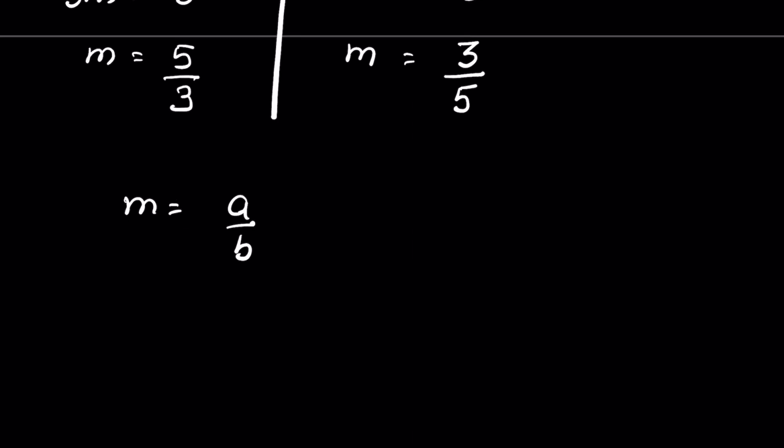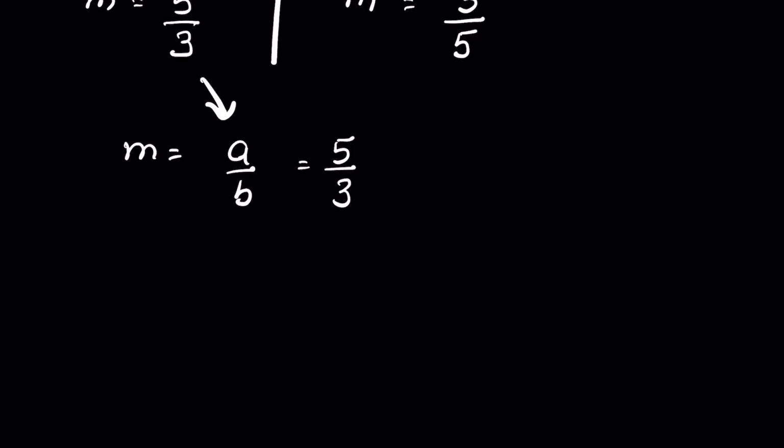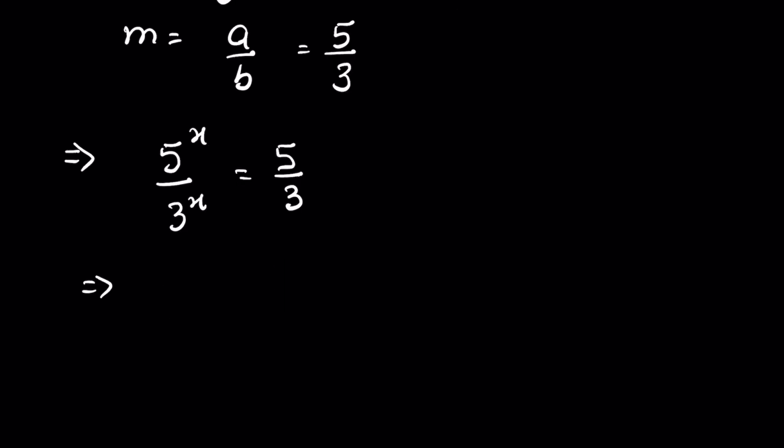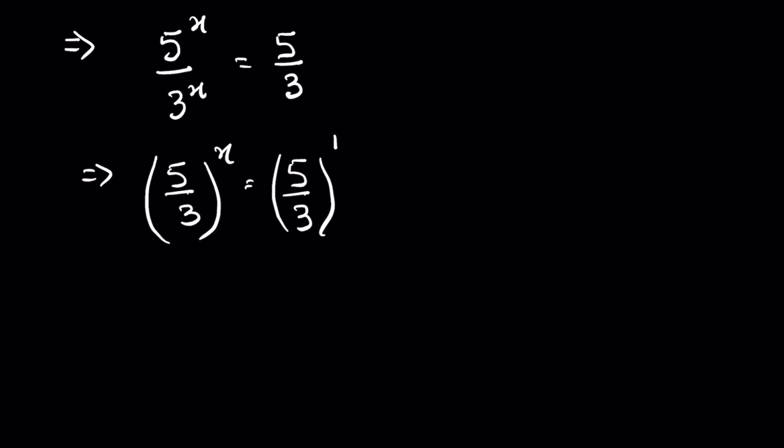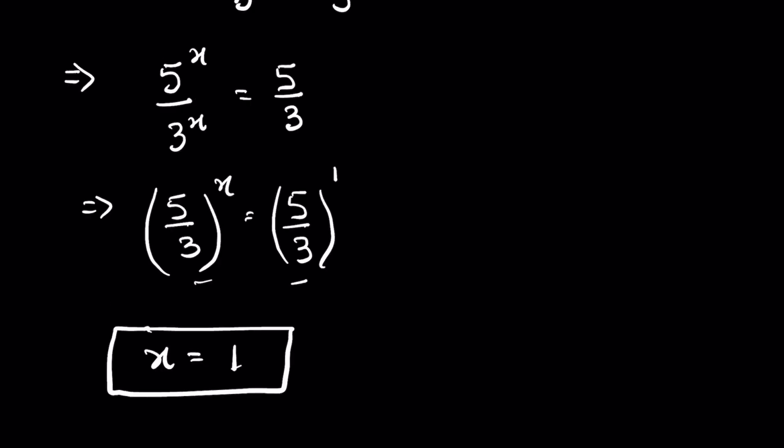Now we consider m as a upon b. So we have a upon b as 5 upon 3 in the first case, and we considered a as 5 raised to the power x and b as 3 raised to the power x. So this is equal to 5 upon 3, or 5 upon 3 whole raised to the power x is equal to 5 upon 3. We can write it as whole raised to the power 1. Both the bases are same, so x is equal to 1. So this is the first solution for x.